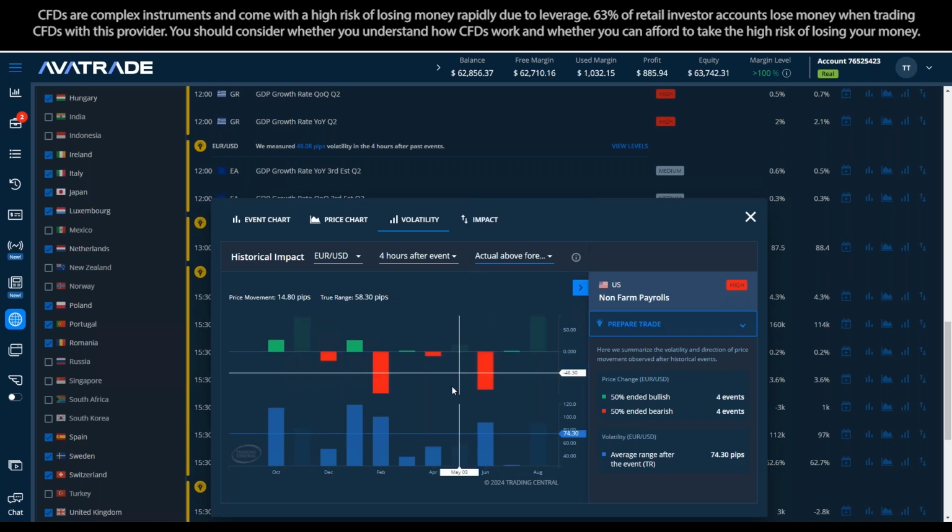If it comes above forecast, it's more cloudy. I'm less convinced because it was 50-50 and the distances, yeah, a couple of them went further, but a couple of them barely moved after 4 hours.